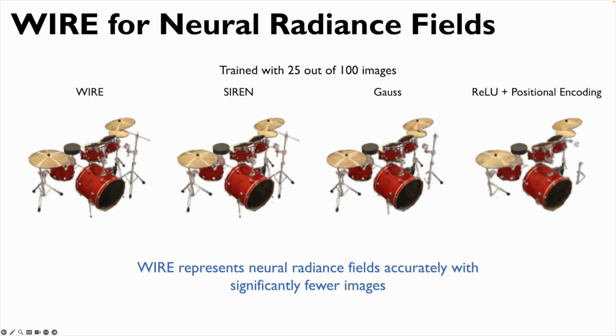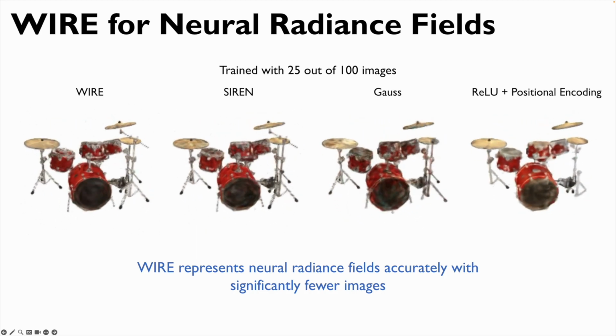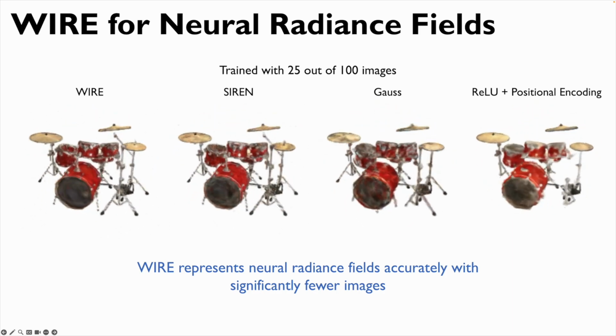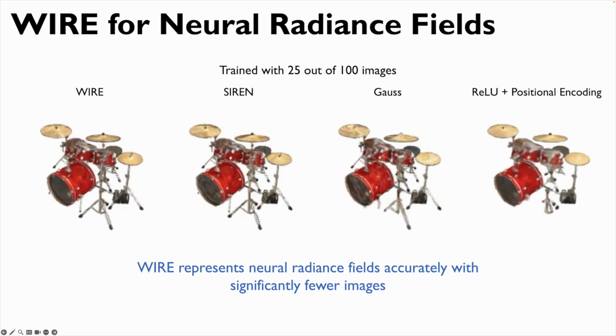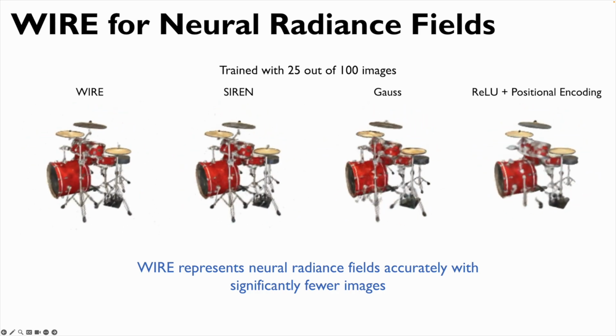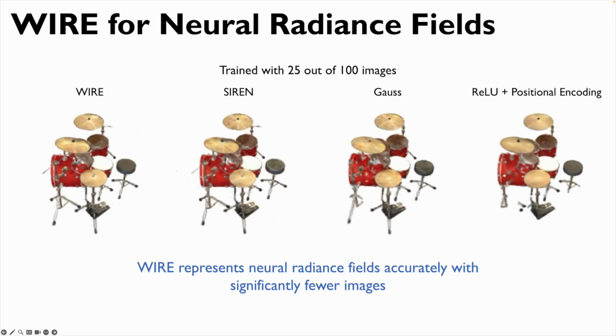WIRE is also a suitable choice for learning neural radiance fields, especially when trained on only a few images. In this task, we are only given the images for a few views of the scene, and we want a neural network that can reconstruct the scene at novel views. WIRE results in visually accurate novel view synthesis. Take a look, for example, at the symbols of the drum set, while other approaches result in ringing or cloudy artifacts.